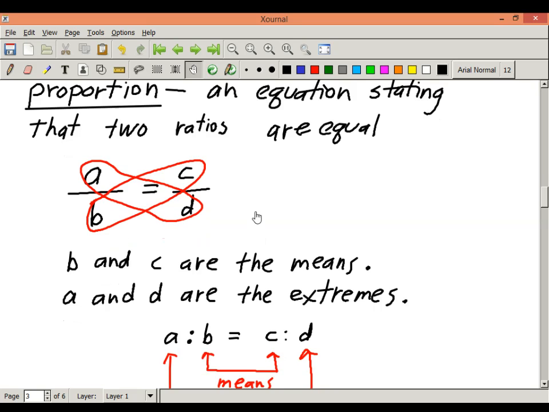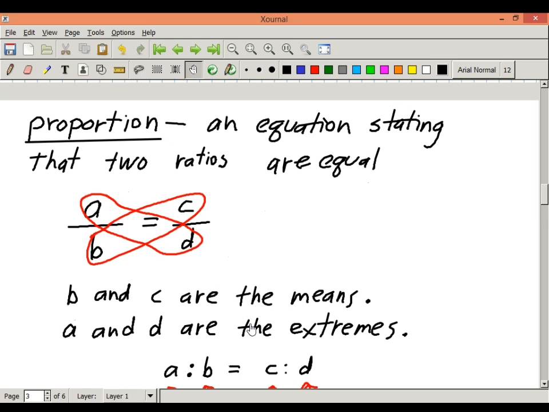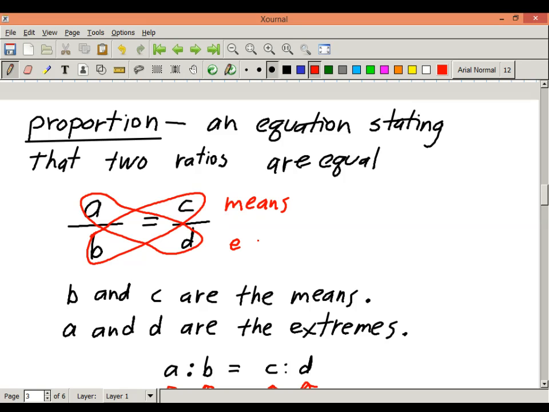Maybe one way to remember that would be if you were to write this proportion with colons. This says the ratio of A to B is equal to the ratio of C to D. The numbers on the outside would be the extremes, or on the extreme outside, and the numbers on the inside of the equation would be the means. So B and C are the means, A and D are the extremes, if you write it like that. If you write it like a fraction, you'll see, like we already said, that these would be the means right here, lower left, upper right, and then these two numbers would be the extremes, top left, lower right.